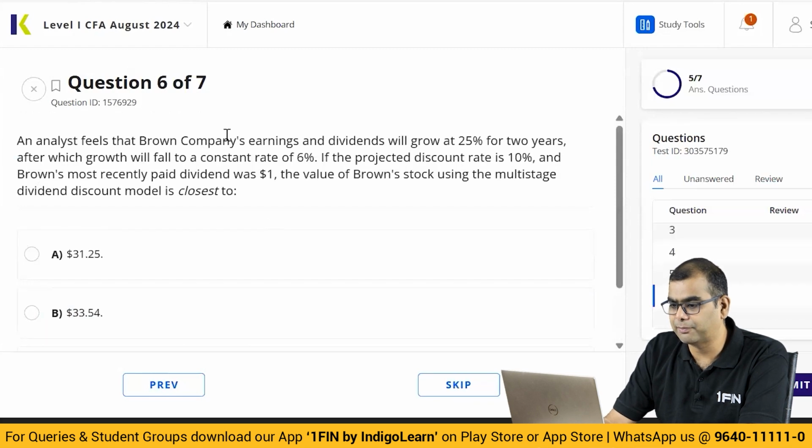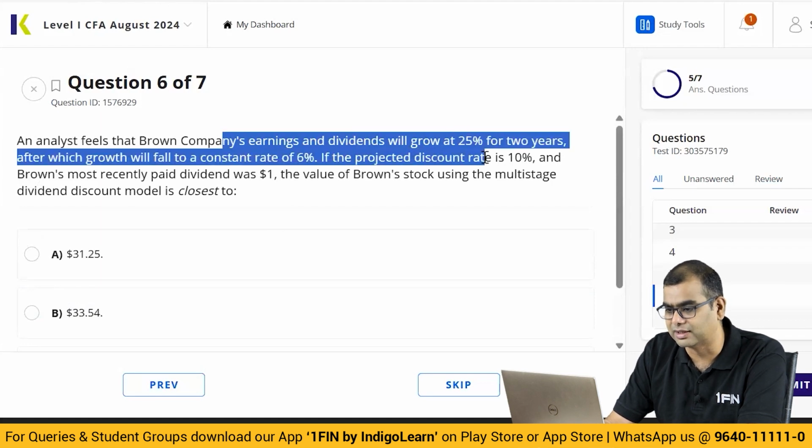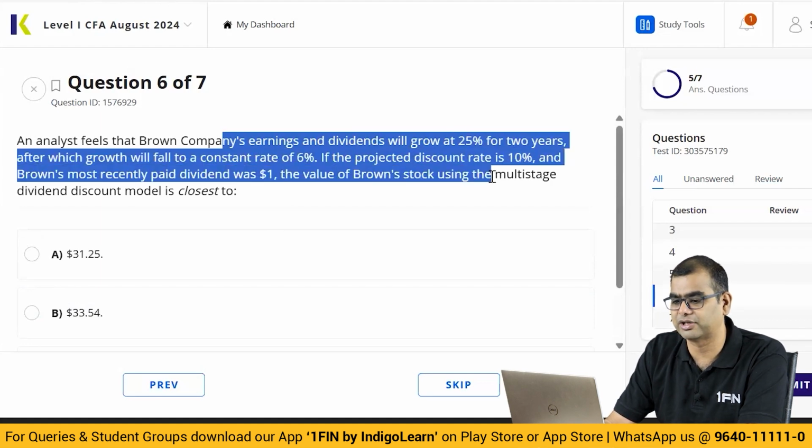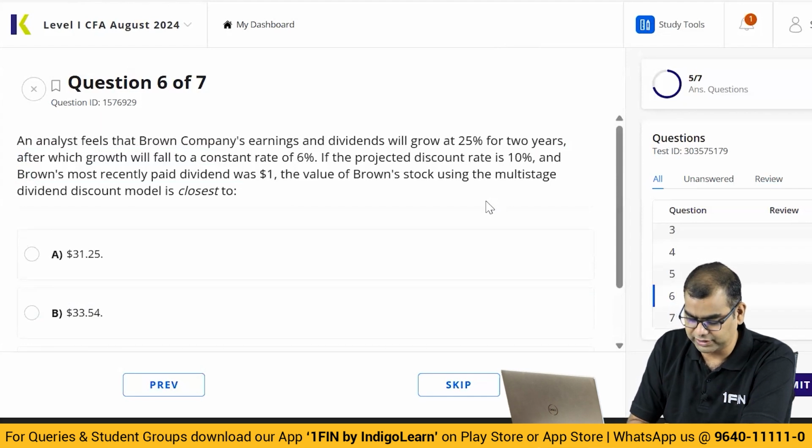Then an analyst feels that Brown company's earnings and dividends will grow at 25% for 2 years, after which growth will fall to 6%. The projected discount rate is 10%. Brown recently paid 1. The value of Brown stock using the multi-stage model is close to what? So recently paid 1, so next year's dividend will be 1.25. This is D1 for year 1. For D2 it is 1.25 into 1.25, which is 1.5625.